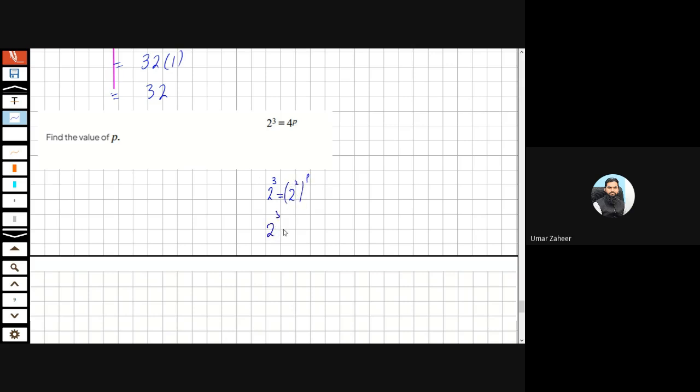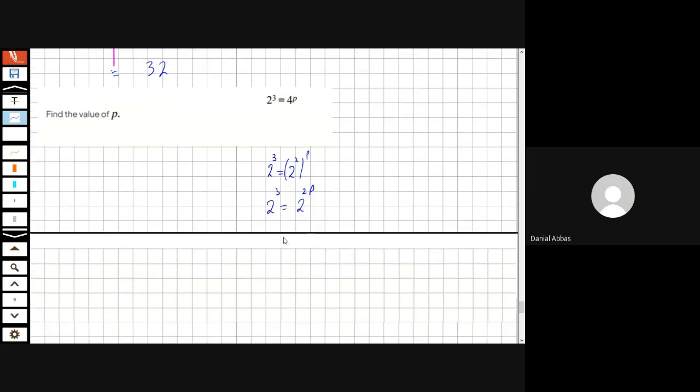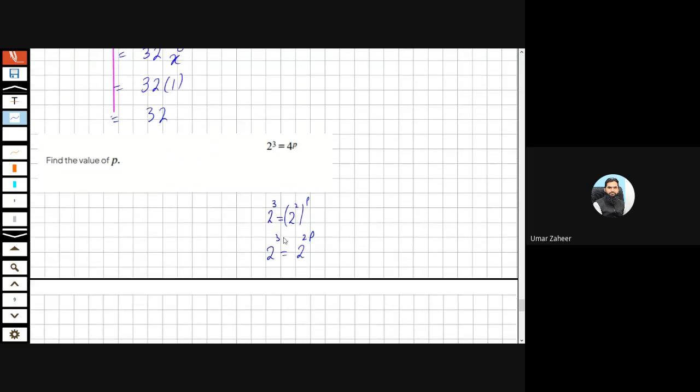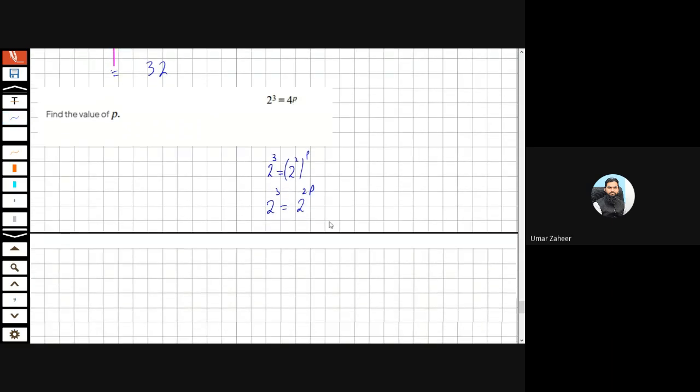So 2 raised to power 3 is equal to 2 raised to power 2p. Yes, Mariam, we have the same bases. So what do we have to do? Yes, Daniel, p is in the power. Yes, it is in the power. Yes, Mariam. What will be the next step?